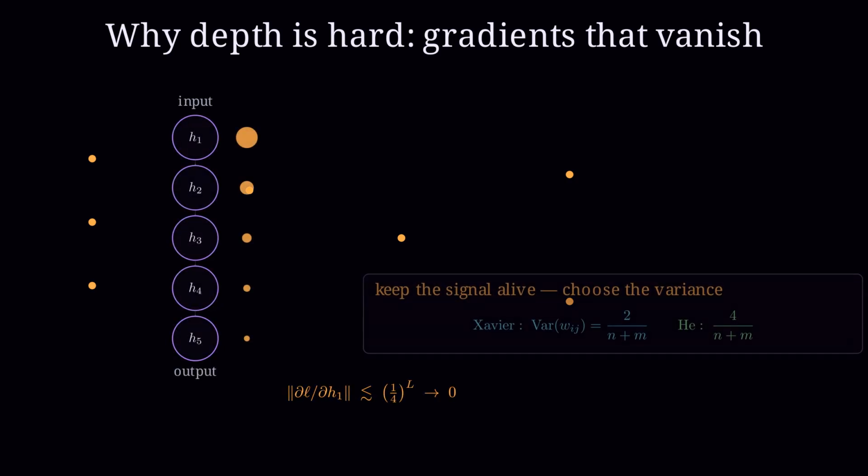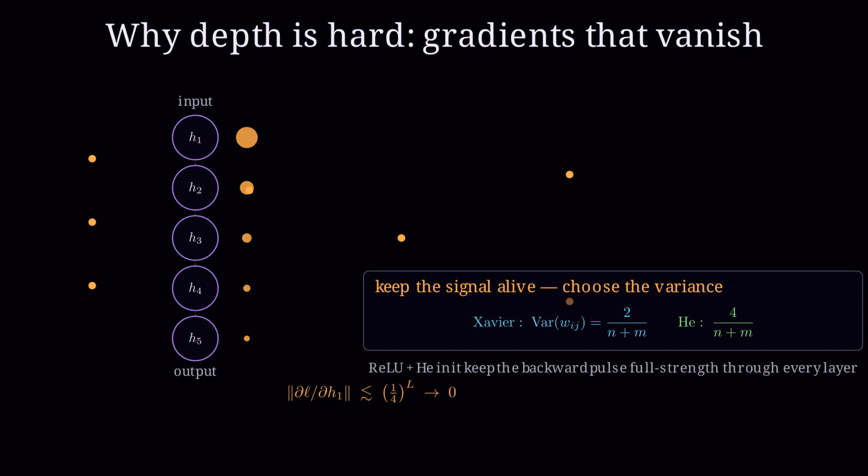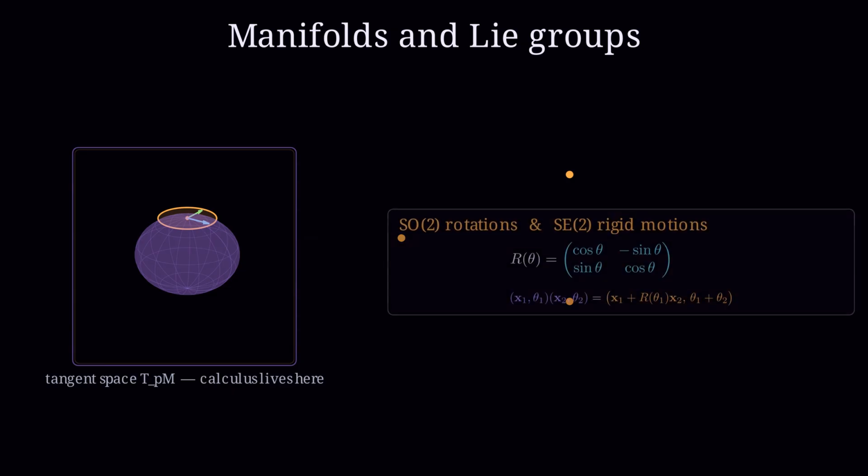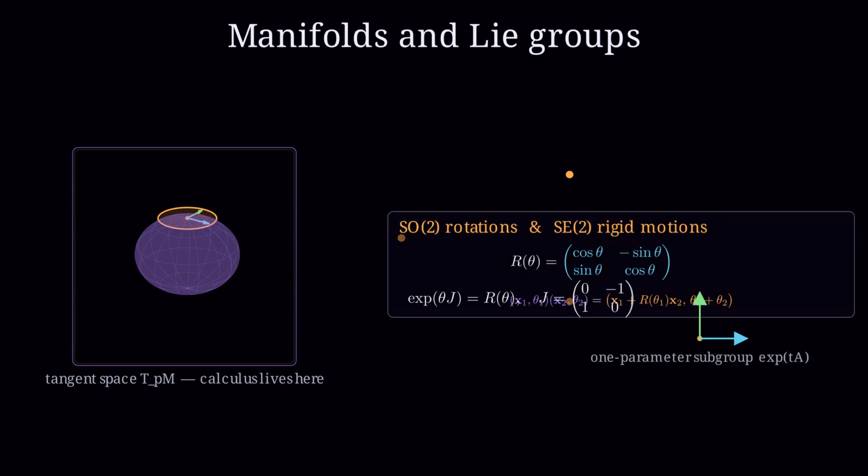A manifold is only locally flat. The tangent space is where calculus works. Rotations form a Lie group, and the exponential map turns an infinitesimal push into a real rotation.